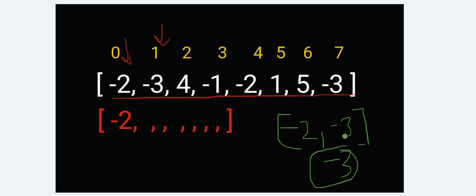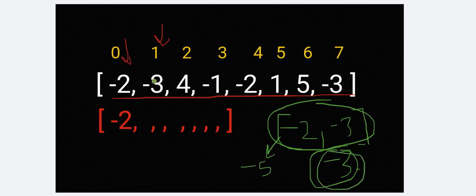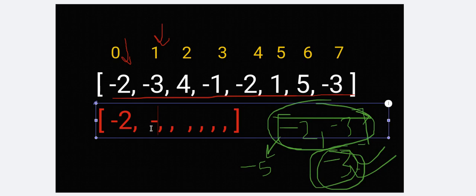These two decisions will be taken on the basis of which is better. So -2 and -3 will give me -5, and -3 itself is -3. So rather than continuing with this subarray and adding -3 to it, I can start afresh. That would be a better idea. So I'll start afresh and I'll write -3. I'll not extend the array.